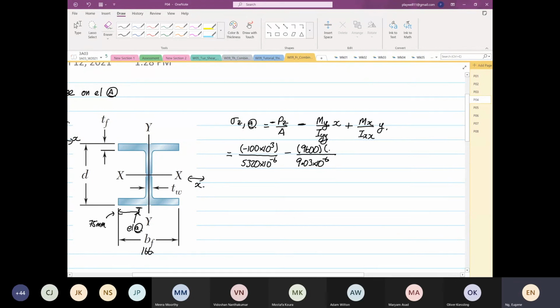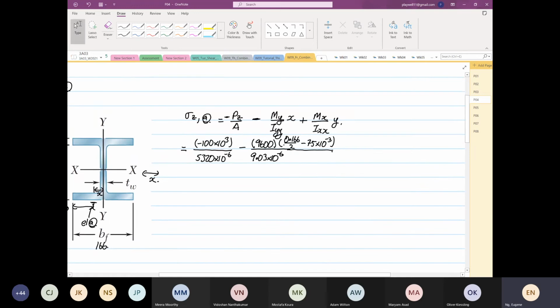So the x direction is 0.166 divided by 2 minus 75 times 10 to the power minus 3, because we are interested in this x distance now. It's important to know what your x direction distance is and what your y direction distance is. Then the next case is plus our Mx.